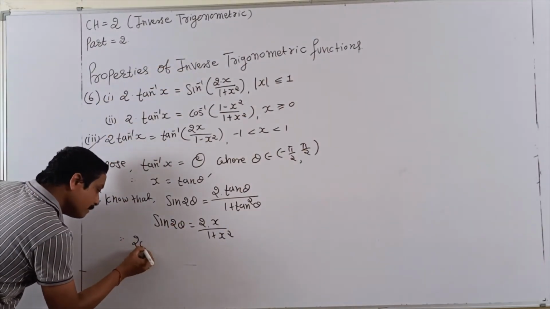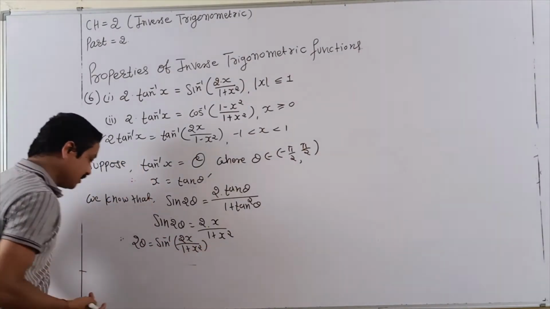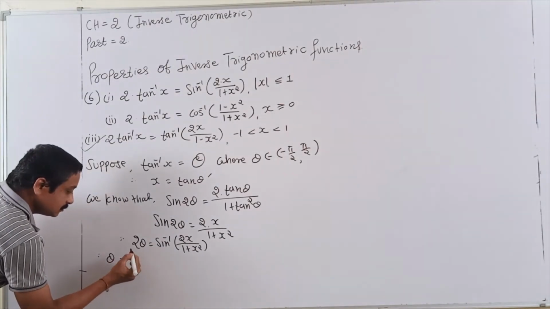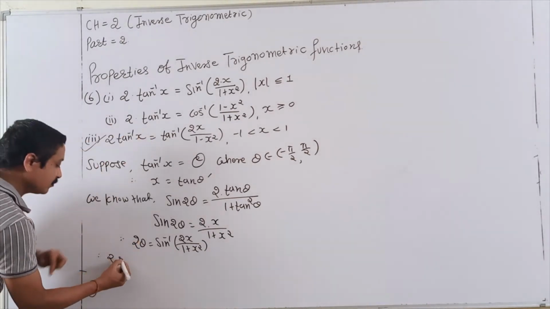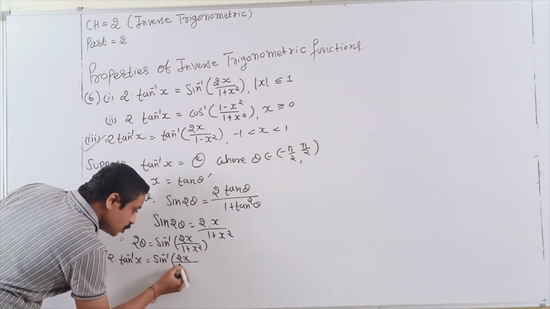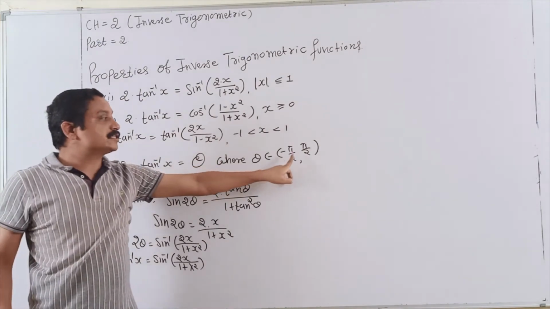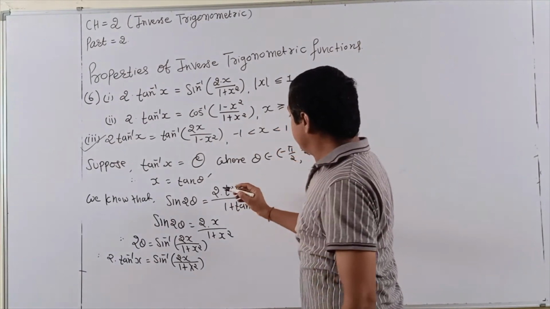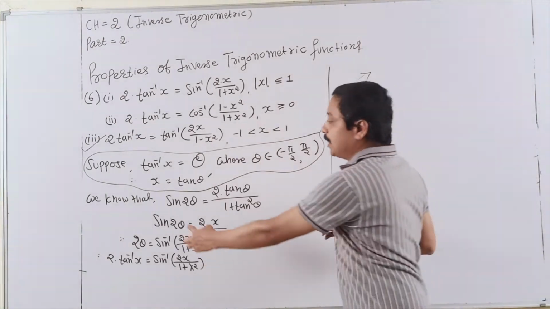So what is the 2 theta? It is sine inverse of 2x by (1 plus x square). And after that, what is theta? Yes, theta is tan inverse x, so 2 times tan inverse x is sine inverse of 2x by (1 plus x square). And that's done for the first property, in the range of minus 90 to 90. Similarly, I explain the second one. For the second one, the assumptions are the same, but the property changes.